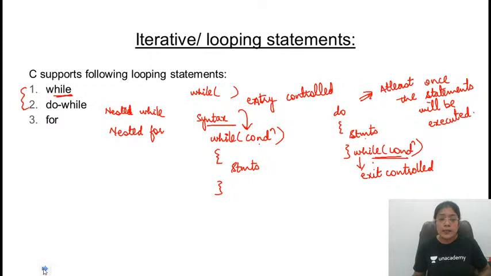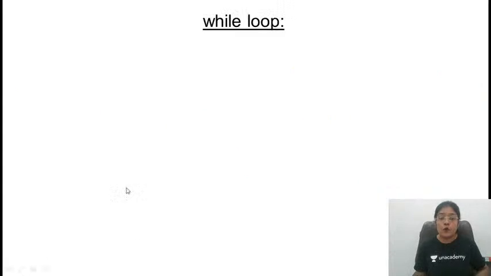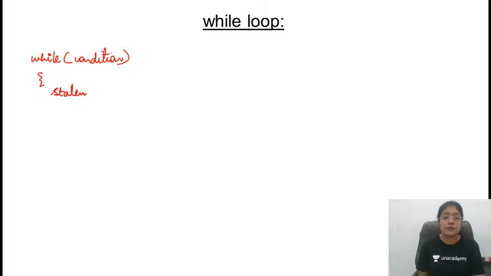Now, if we look at the syntax and the flow diagram, let us quickly write the syntax. So syntax is, first of all, while, write the condition and then the set of statements. This is also known as entry controlled loop.